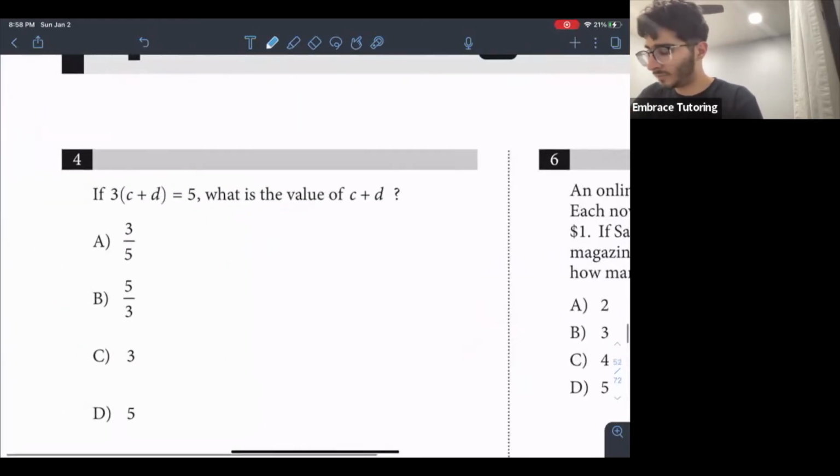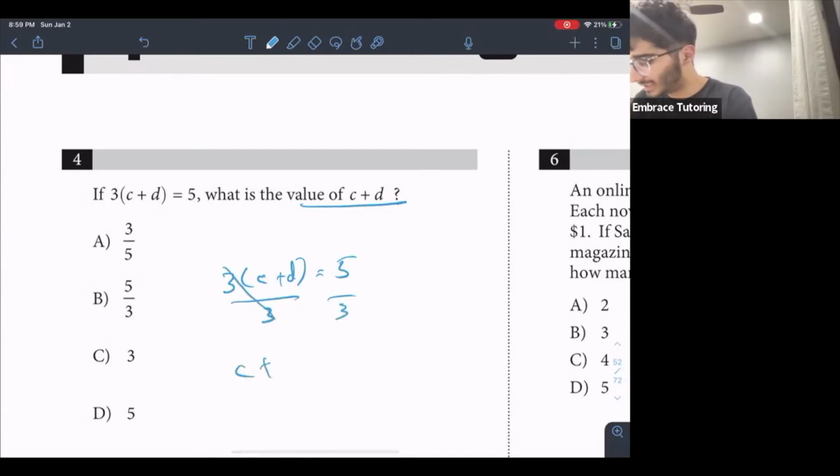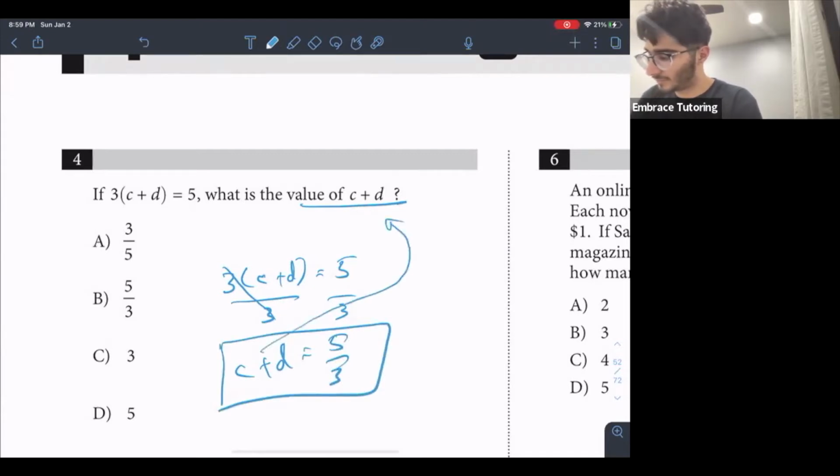4. If 3 times c plus d is equal to 5, what is the value of c plus d? A trick you could do would be to realize that if you divide both sides by 3, you can get c plus d alone, which is what they're looking for. So you divide by 3 on both sides. You can isolate c plus d to get 5 over 3, and that is what you're looking for. So that is your answer.